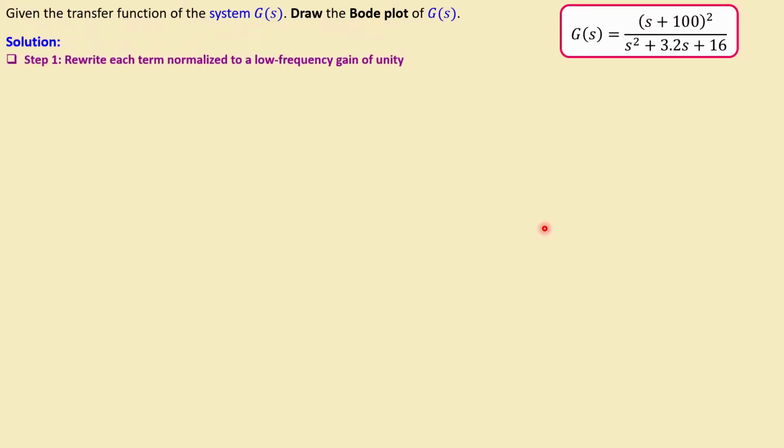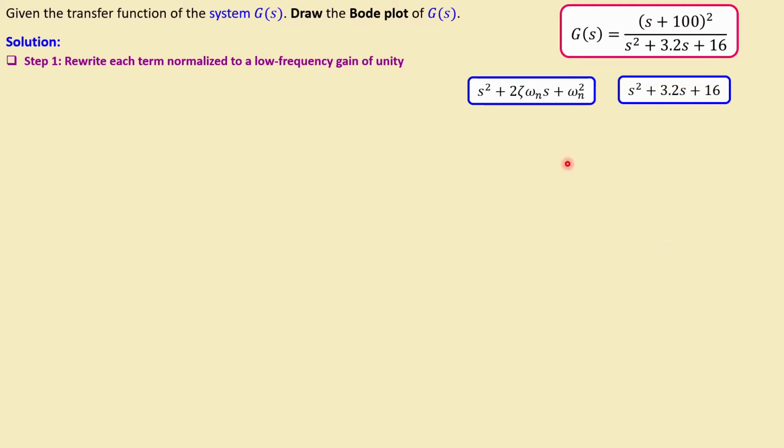So the solution, step 1, as we did in the previous videos: we rewrite each term normalized to a low frequency gain of unity. What does it mean? Before we move on to that, let's also set this in the standard form for this complex expression. So we have s squared plus 2 zeta omega n s plus omega n squared, which is a standard form for a second order expression or second order term.